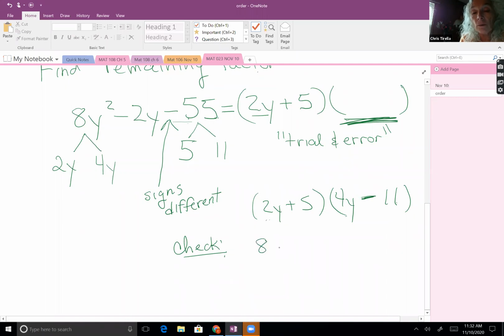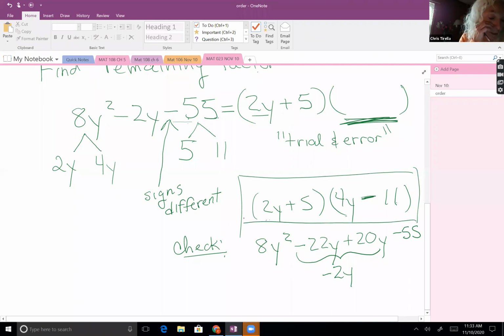First is 8y squared. Outer would be minus 22y. Inner would be plus 20y. Last would be minus 55. And so do you see that while initially it doesn't look like the 5 and 11 is going to give me a 2 in the middle, because of the way the signs behaved when I looked at my FOIL, that does give me the negative 2y in the middle. And so I've got it right. How's that one, if there's one or two in the homework where they give you one of the two factors and you need to find the other one? We good?